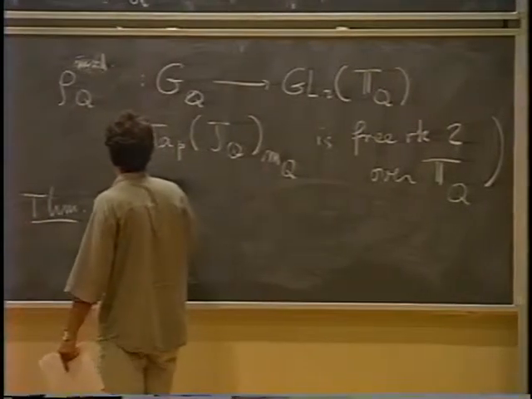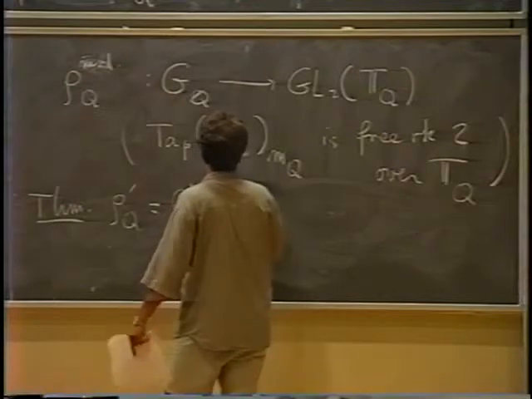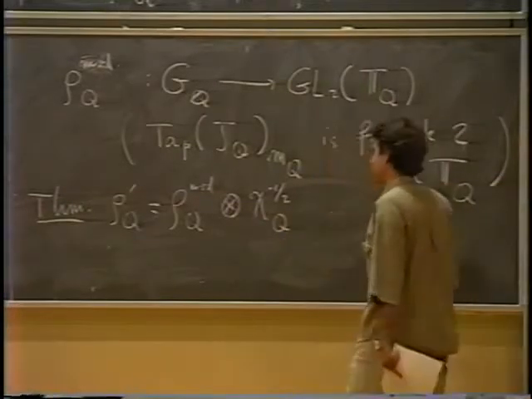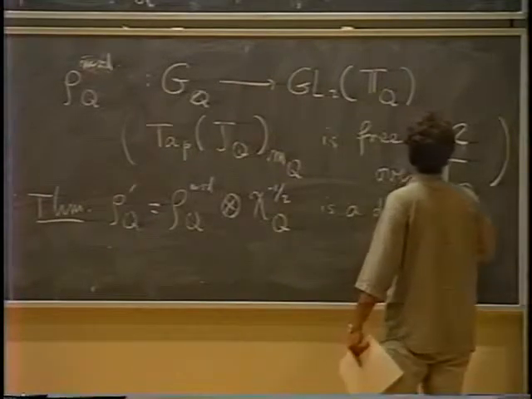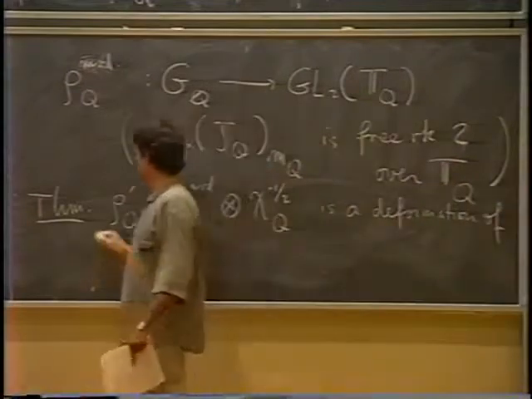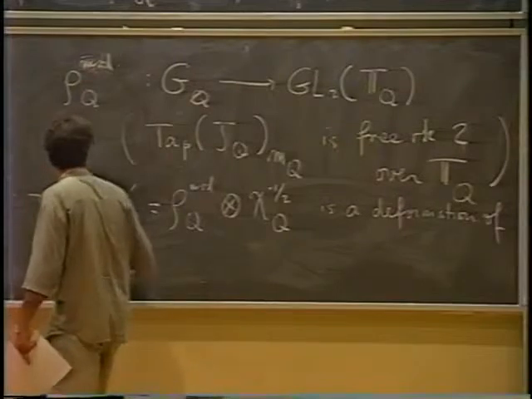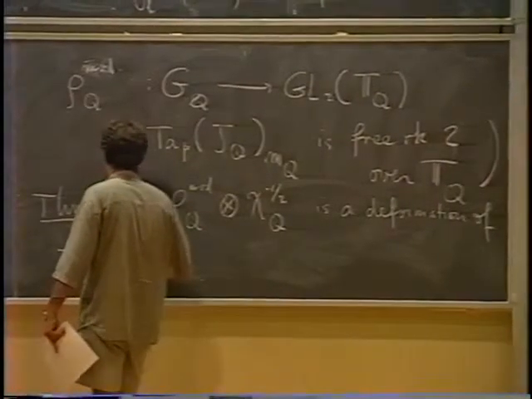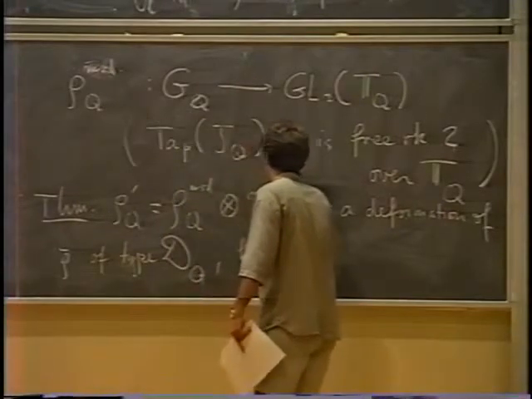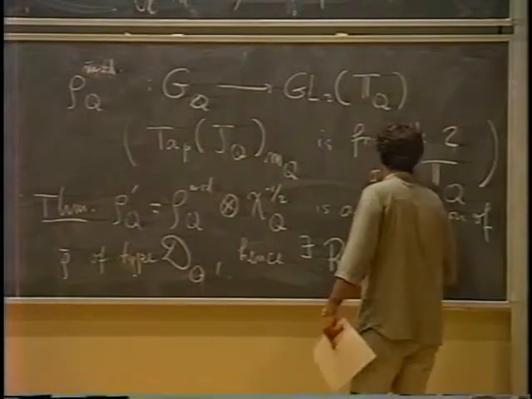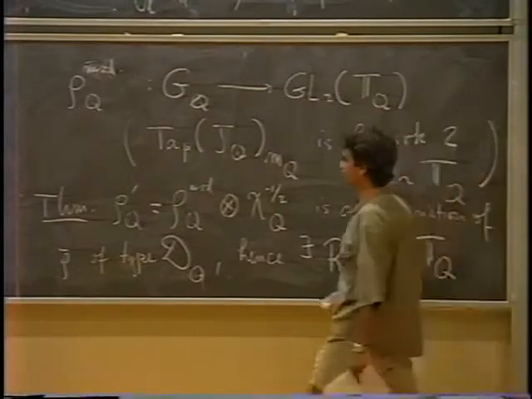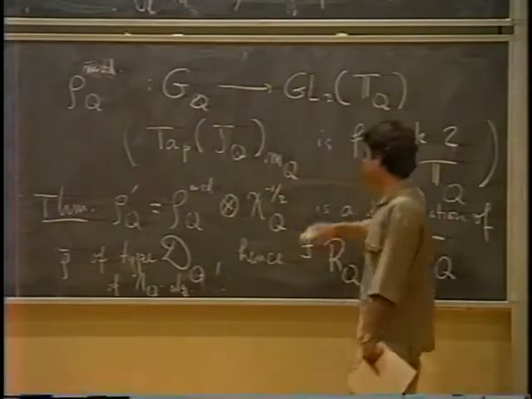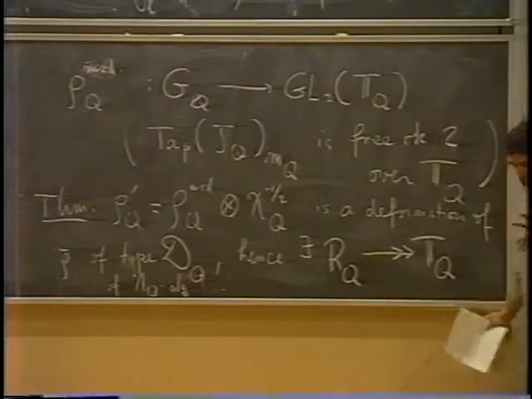If you modify it a little bit, by dividing by the square root of this Nebentypus character, it is a deformation of rho bar. You see, on rho bar you don't see this because this is 1 mod P. It is a deformation of type DQ. Hence, there exists a surjective map from RQ to TQ, so I emphasize surjective, of lambda Q algebras, bringing, I will not complete it, bringing the universal deformation to this rho Q prime, sort of on matrix elements.